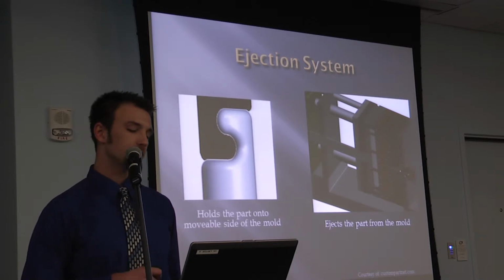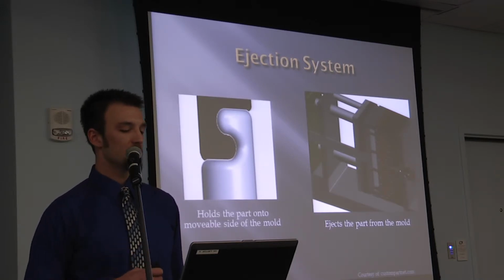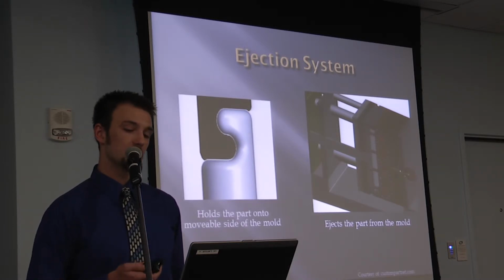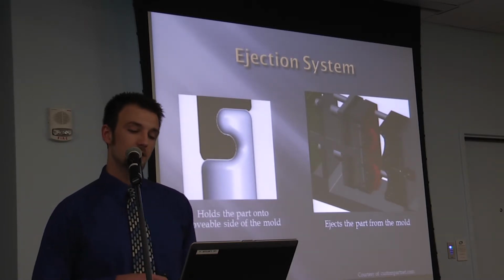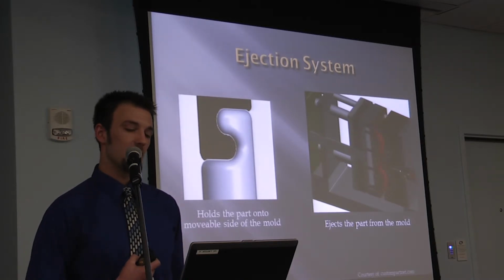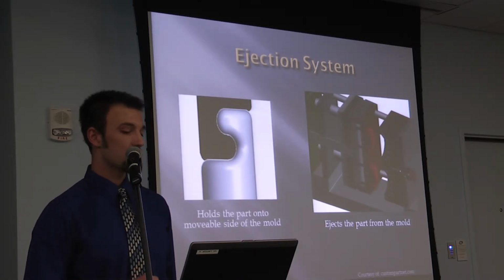The other job of an injection system is to eject the part from the movable side of the mold, as can be seen in the picture. This is done, once again, by moving an ejector plate forward with plates or pins.